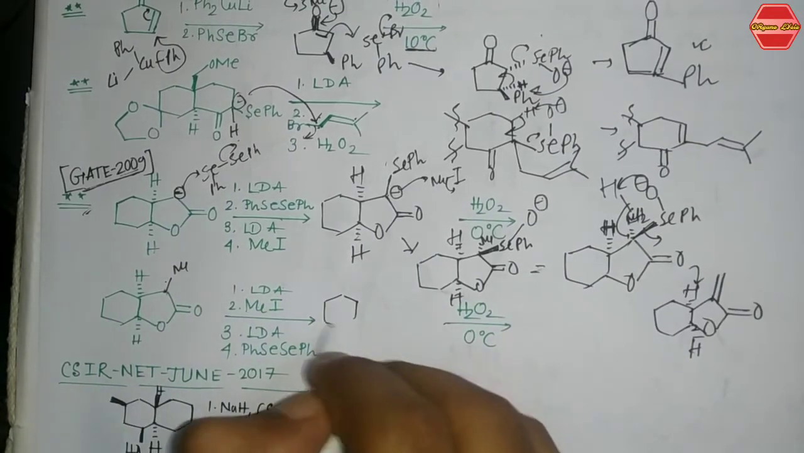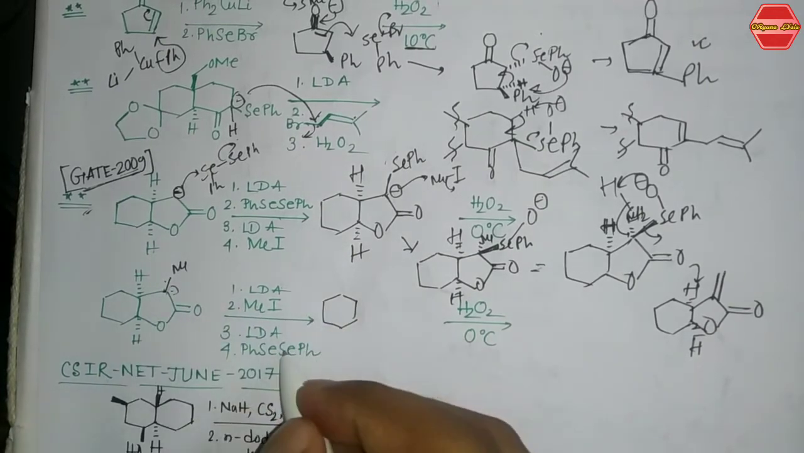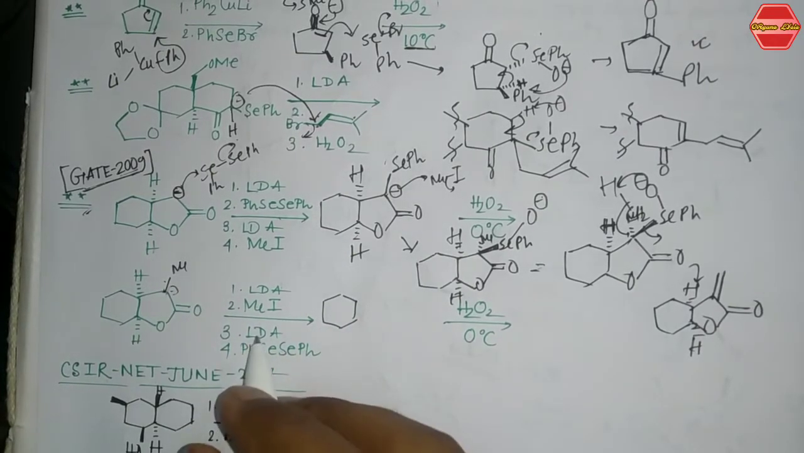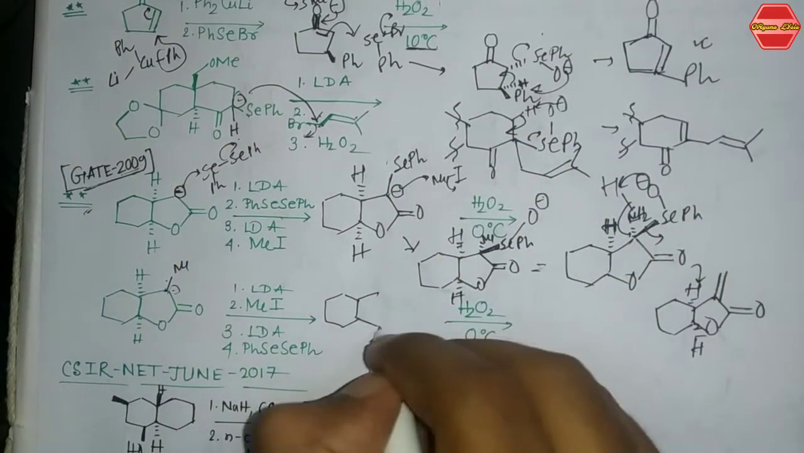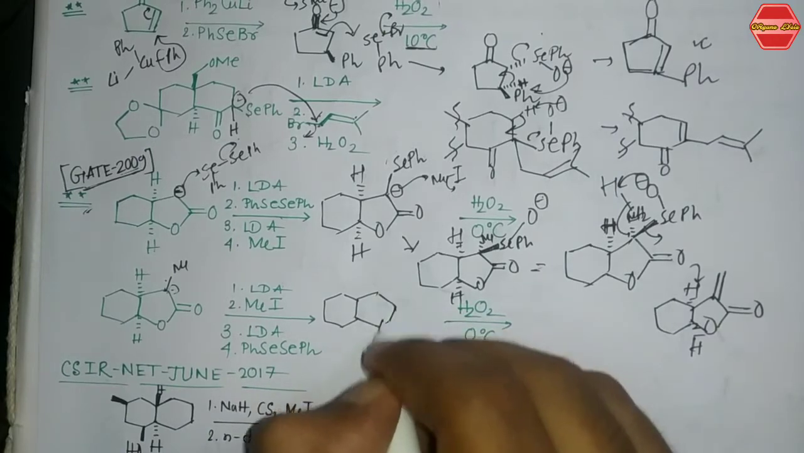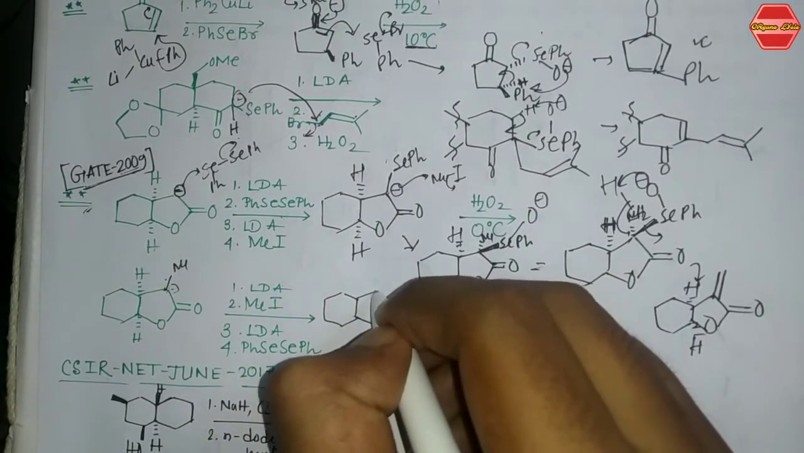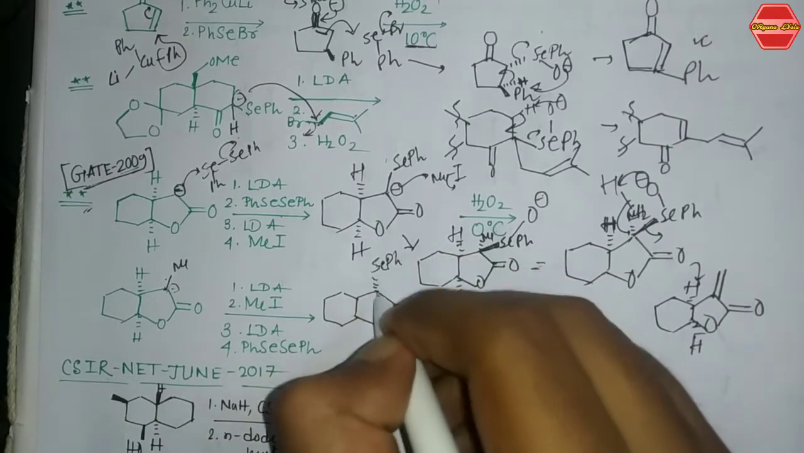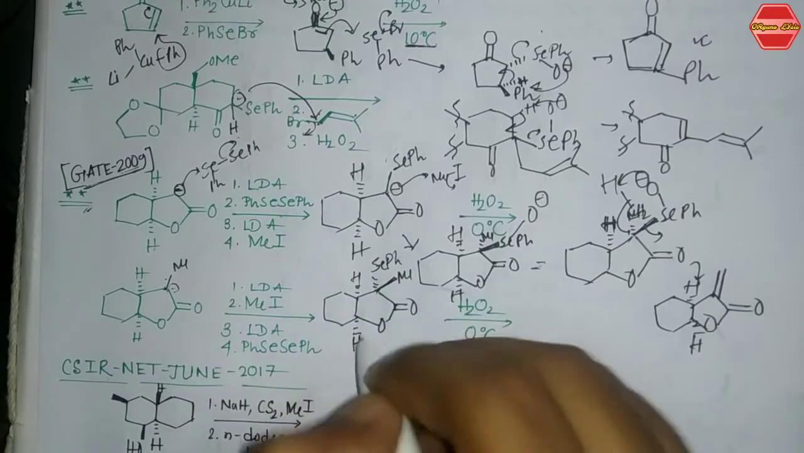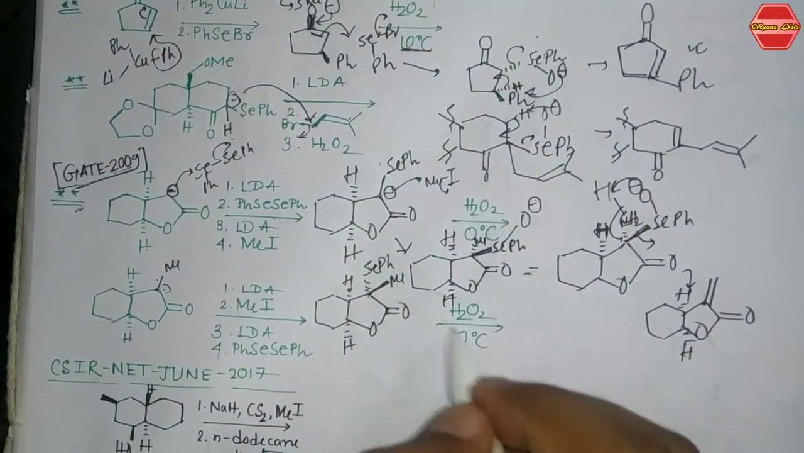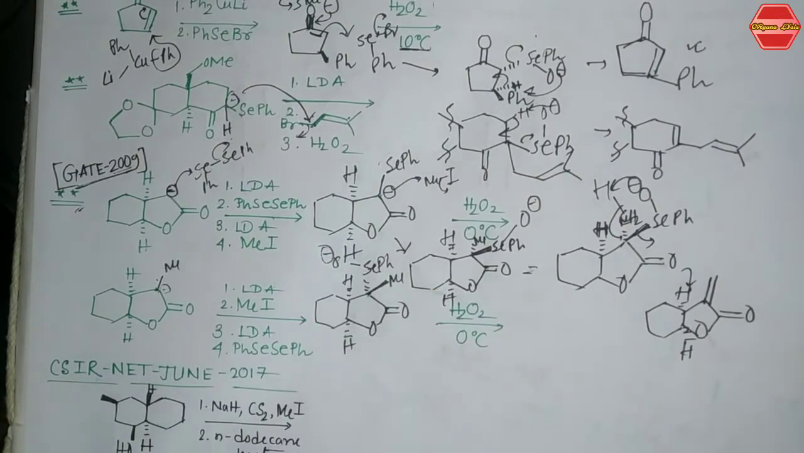Now the LDA takes a proton over here and it will attack this selenium PhSe. In this case you can see this hydrogen is below the plane, so the incoming SePh group should take place below the plane. That is why you are getting this SePh and this methyl over here, and you can see this hydrogen in this way.